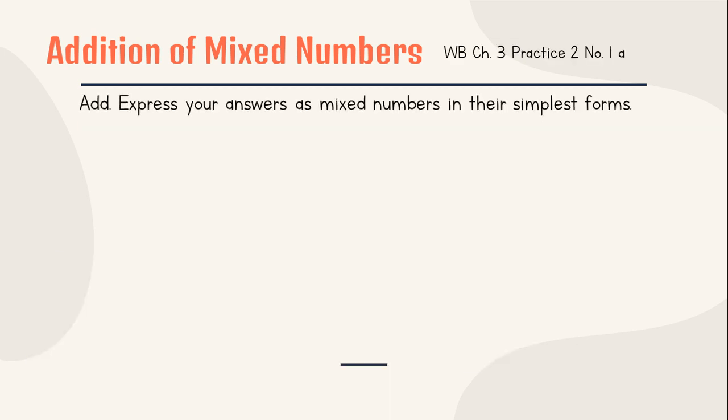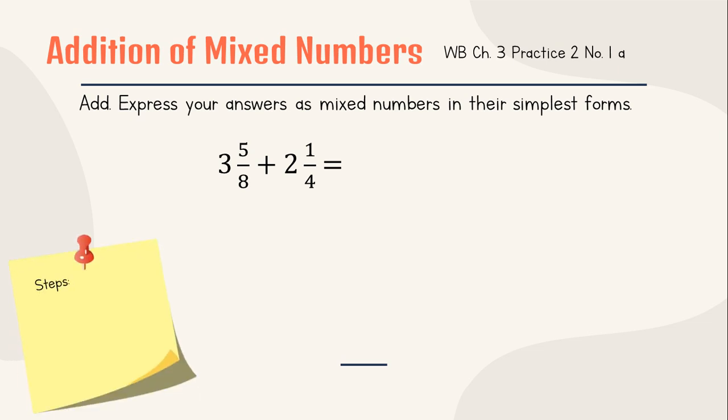Look at your workbook, Chapter 3, Practice 2, number 1a. We're going to discuss it together. Add and express your answers as mixed numbers in their simplest form. So you're going to have this one: 3 5/8 plus 2 1/4. Steps. First of all, add the whole numbers. Which ones are the whole numbers? 3 and 2 equals 5.